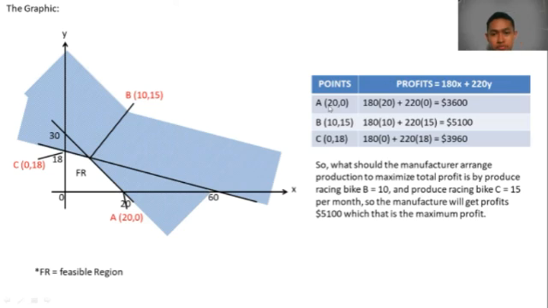For the first point, A is 20 and 0, and we calculate the profit 180x plus 220y, and then we get the profit is $3,600. And then for point B, 10 and 15, we calculate the profit, and then we get $5,100. And then for point C, 0 and 18, we calculate the profit, and we get $3,960.